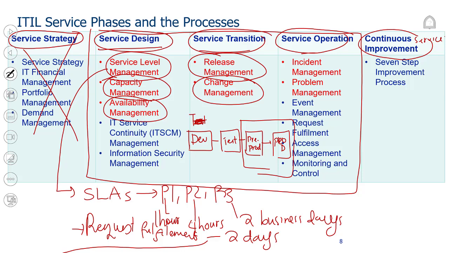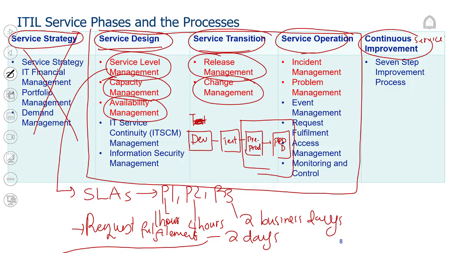And then finally, once we have migrated and it is now in the production environment, we do service operations. Service operations means what we are doing in the live, operational, production environment. This is where we do things like incident management, where if there's any problem with the system, we report it as an incident, and it is resolved by the technical teams. We report it with the service desk. The service desk either resolves it, or if they cannot resolve it, they assign it to the technical team. The technical team does their work and then resolves the incident.